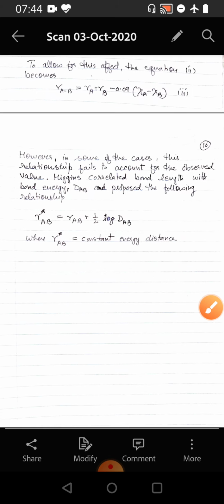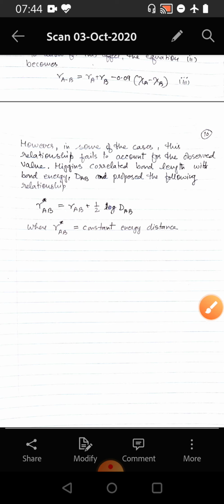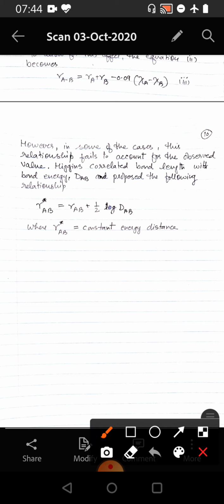However, in some cases, this relationship fails to account for the observed value. Higgins correlated bond length with bond energy DAB and proposed the following relationship: RAB star is equal to RAB plus half log DAB, where RAB star is the constant energy distance.